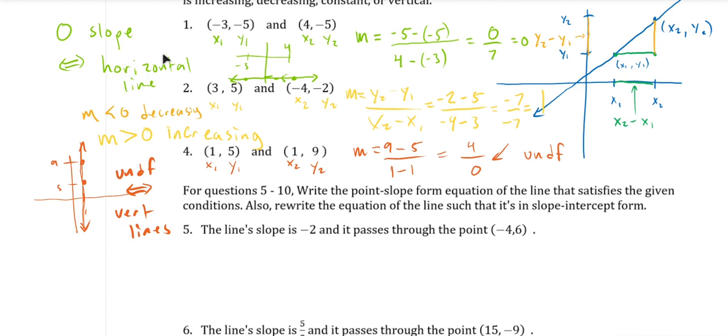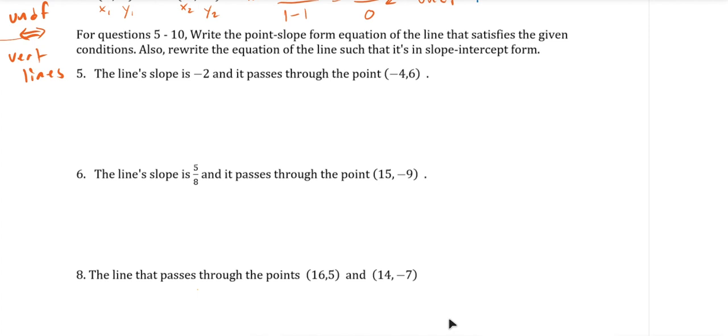So to recap, if we have a 0 slope, it's a horizontal line. If we have a positive slope, it is an increasing line as we go to the right. If we have a negative slope, it would be a decreasing line as we go to the right. And if we have an undefined slope because of a division by 0, this is going to pertain to a vertical line.